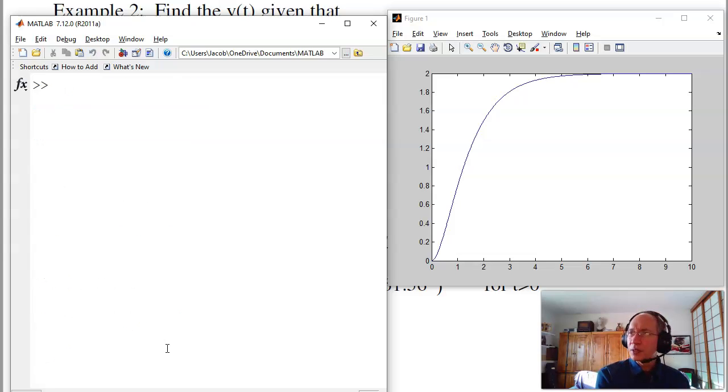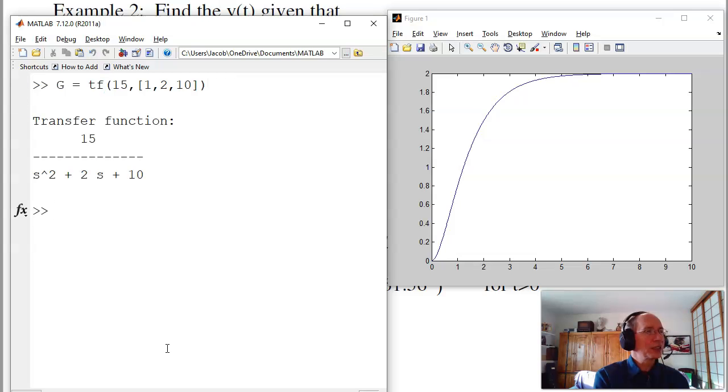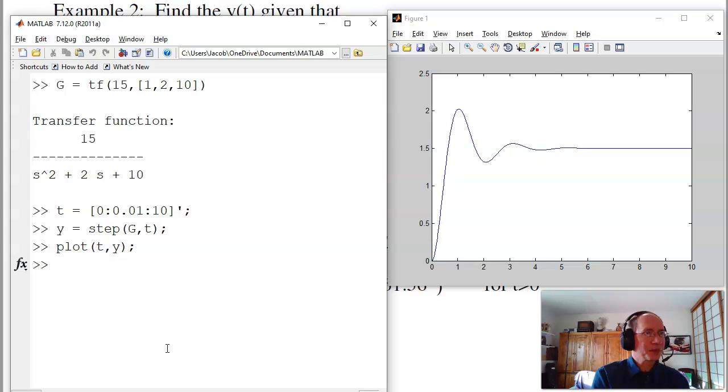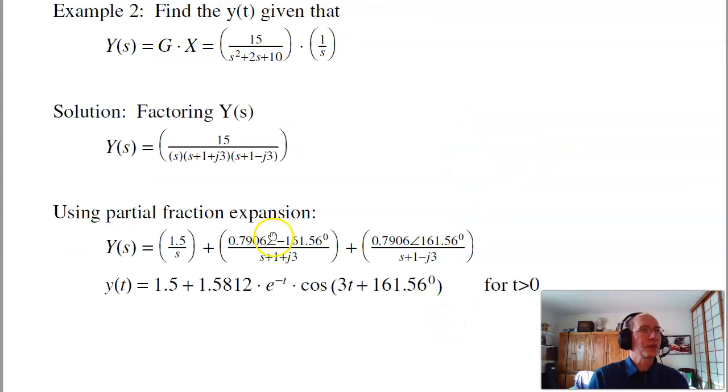I'll input the system. G is transfer function. The numerator is 15. Denominator is 1 to 10. So there's g of s. Let's do the same time points. Find the step response, and now plot. And there's your step response. Notice it has a DC term, that's your constant 1.5, plus the decaying exponential, or decaying sine wave. That's the transient term. This guy right here.